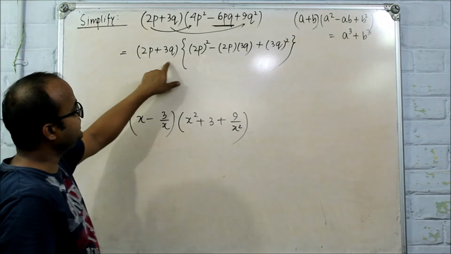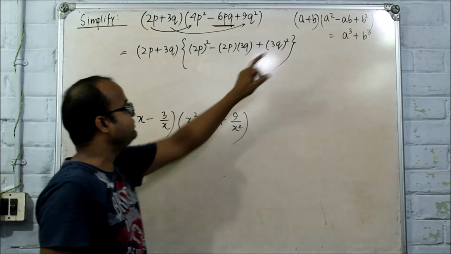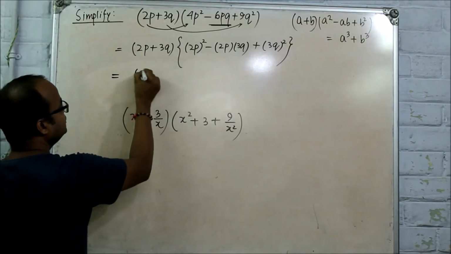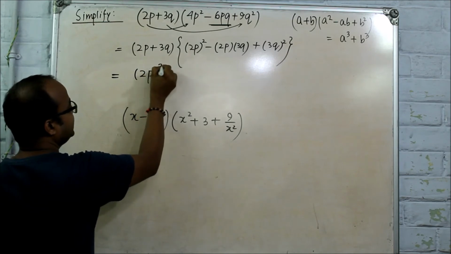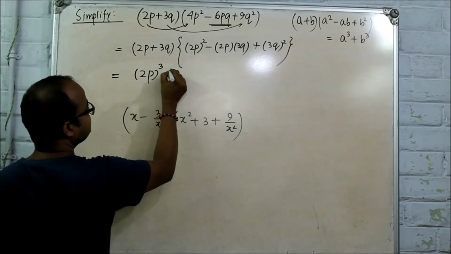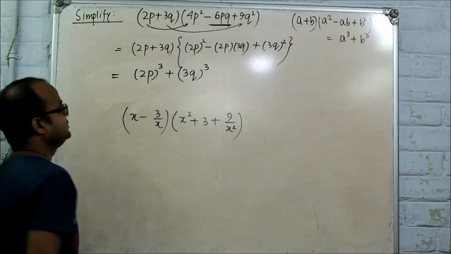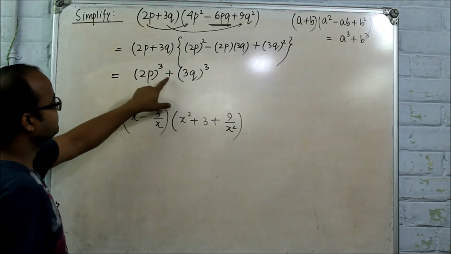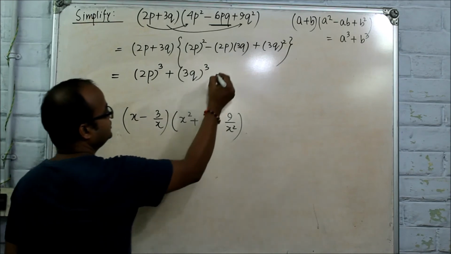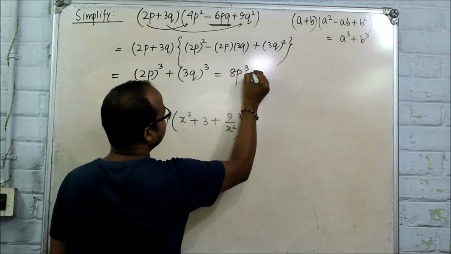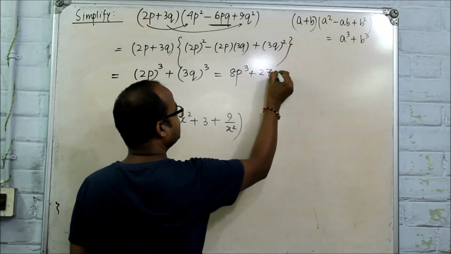So (a + b)(a² − ab + b²) will be equal to a³ + b³. So a³ + b³ is (2p)³ + (3q)³, so this will be equal to 8p³ + 27q³.